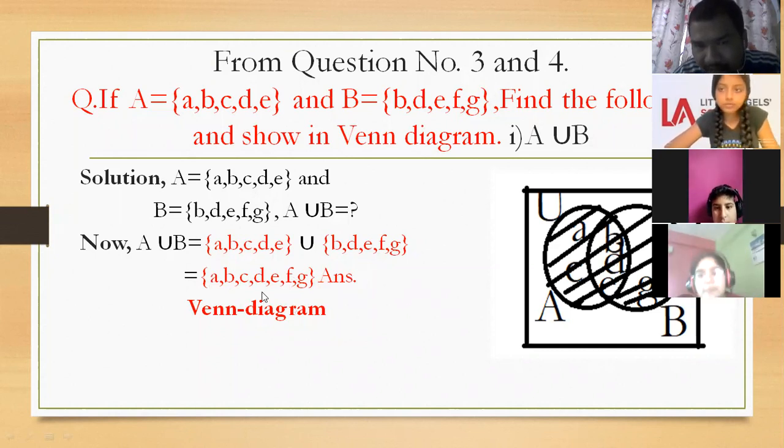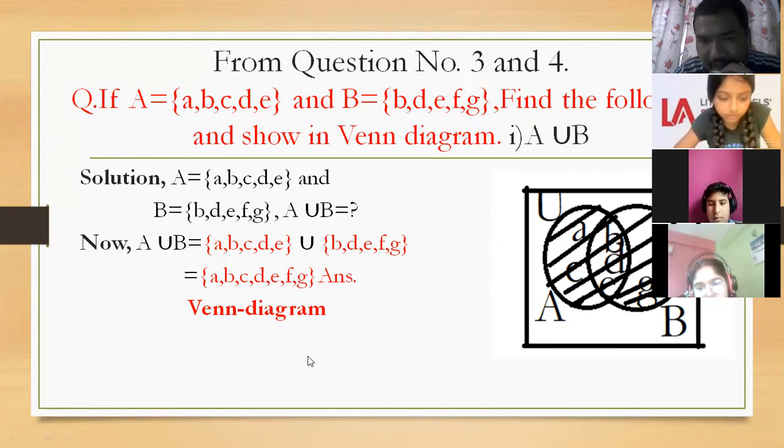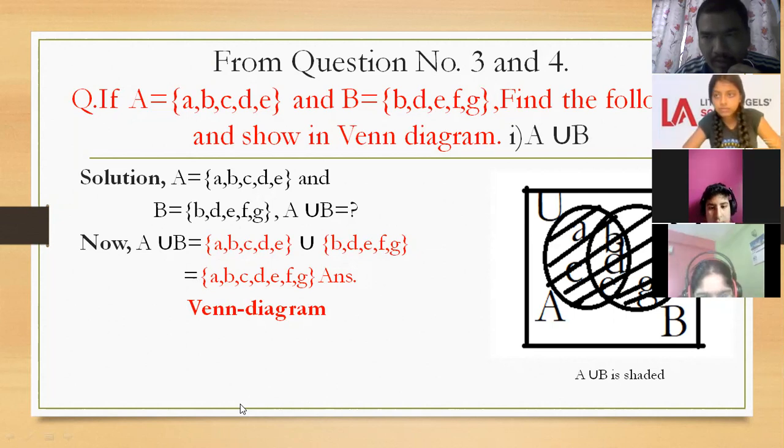Okay, sir. What is the answer here? A, B, C, D, E, F, G, right? Yes, sir. Those parts should be shaded. And please don't forget to write there. There is something written at the bottom of the Venn diagram. Have you seen? What is written at the bottom of the Venn diagram, children? Can you read it? A union B is shaded. Yes, very good. A union B is shaded. Don't forget to write it.